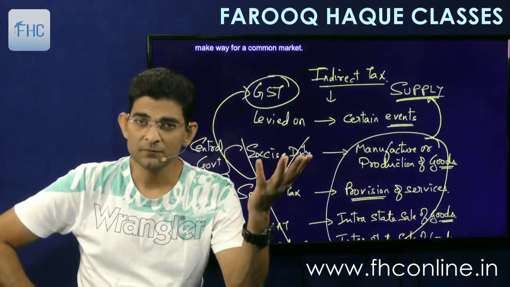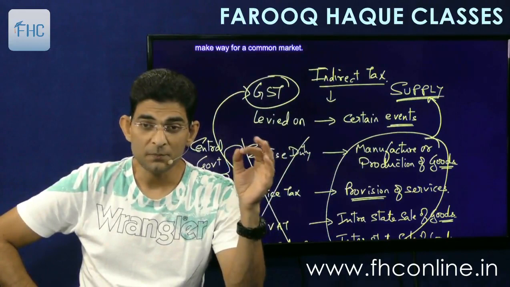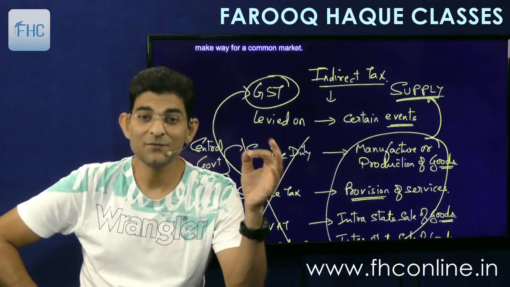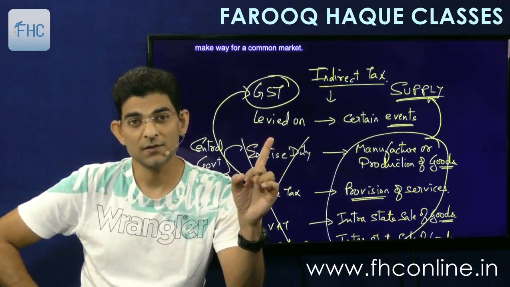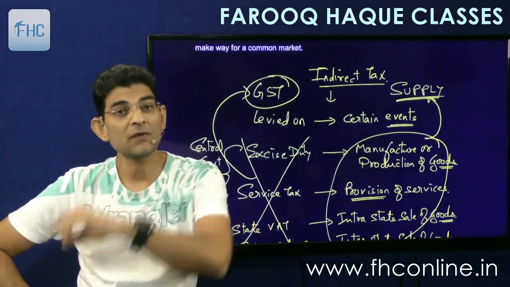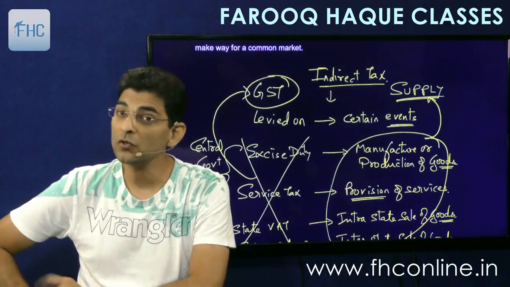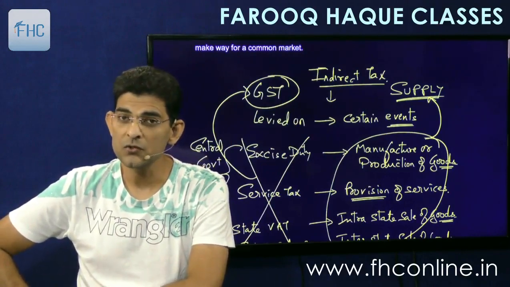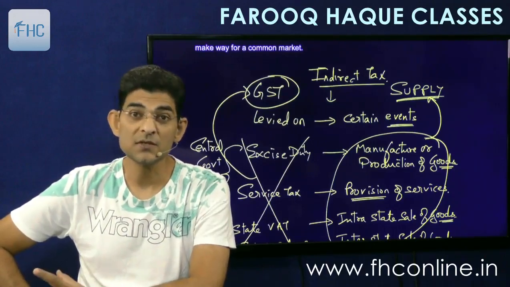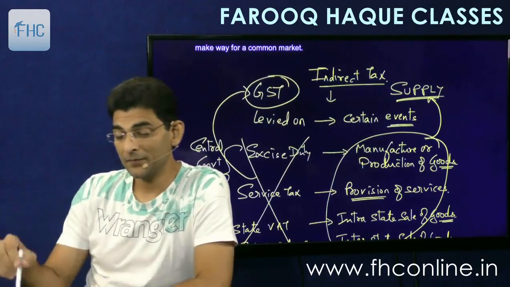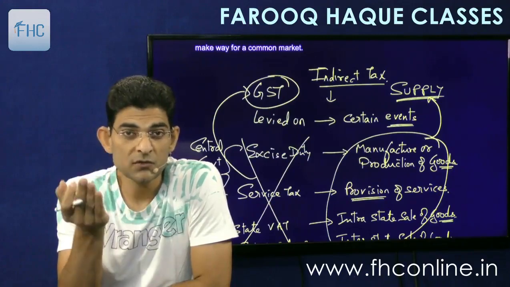There is a whole chapter on supply. Section 7 we'll see what is supply. But right now you remember, supply is the key word, a very important word. So supply is the event of taxation. What is the event of taxation in GST? Supply. Supply of what? Either goods alone or services alone, or a combination of goods as well as service. So GST is on supply of goods or service or both.